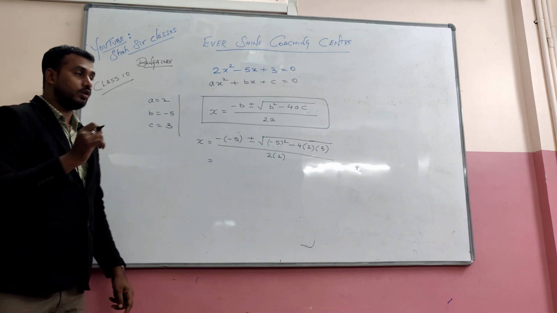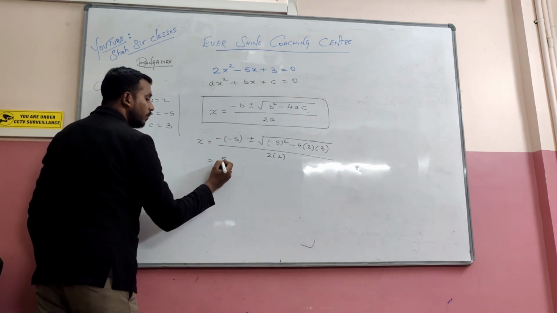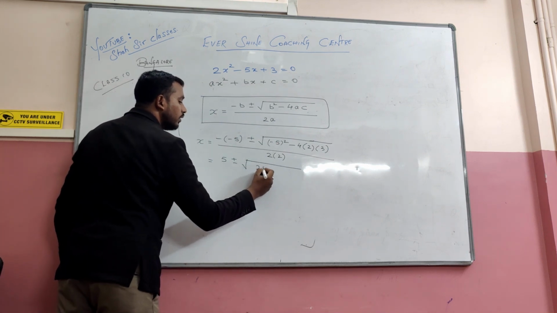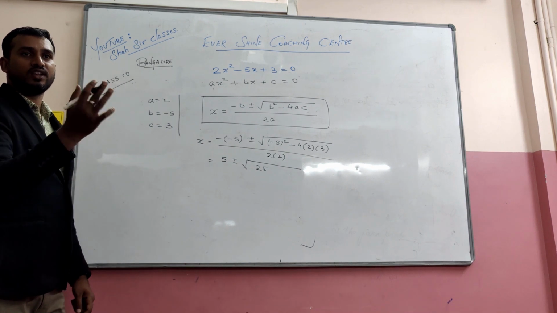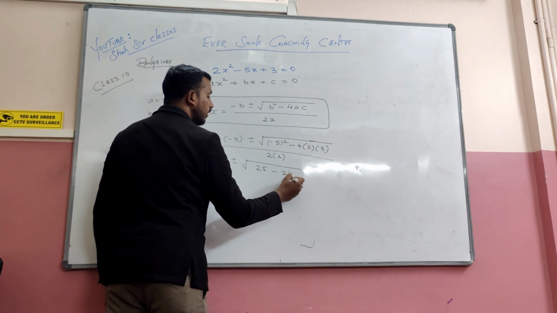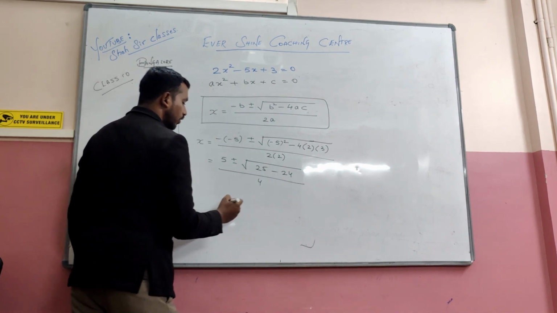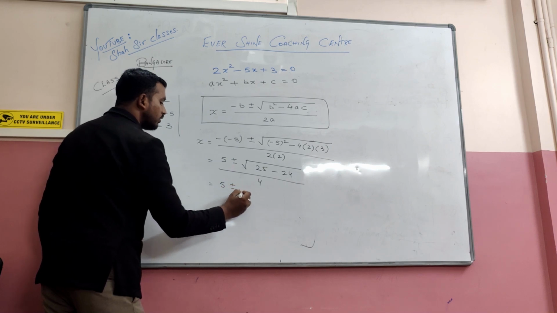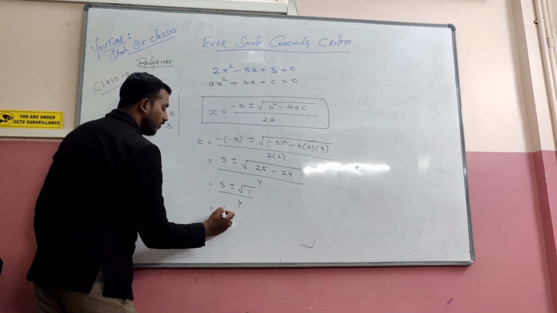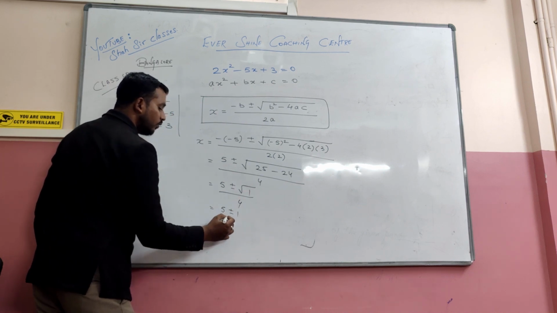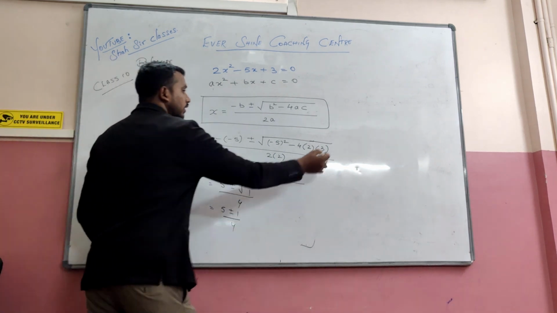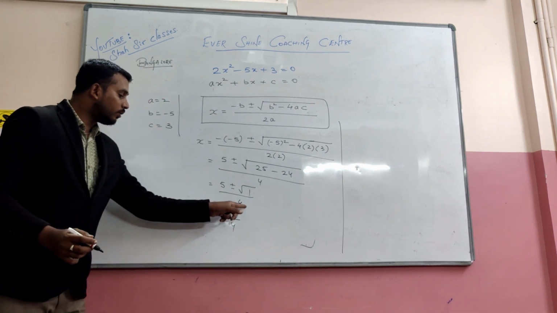Is this clear? Good. Now minus into minus plus 5, plus or minus root of minus 5 whole square, plus 25. Minus into minus plus, 5 fives are 25. Minus into plus minus 4 into 2 into 3 is 24, by 2 into 2 is 4. Then 5 plus or minus root of 25 minus 24 is 1, by 4. Then 5 plus or minus square root of 1 is 1, by 4. Root 1 is 1 only. Right? Then 5 plus or minus 1 by 4.